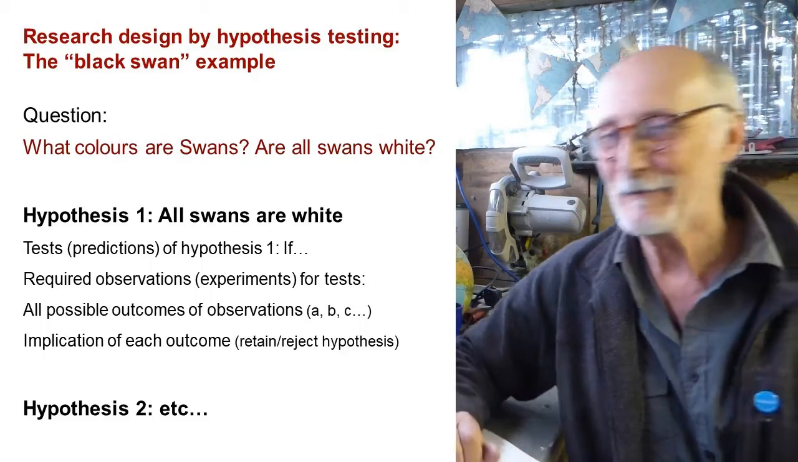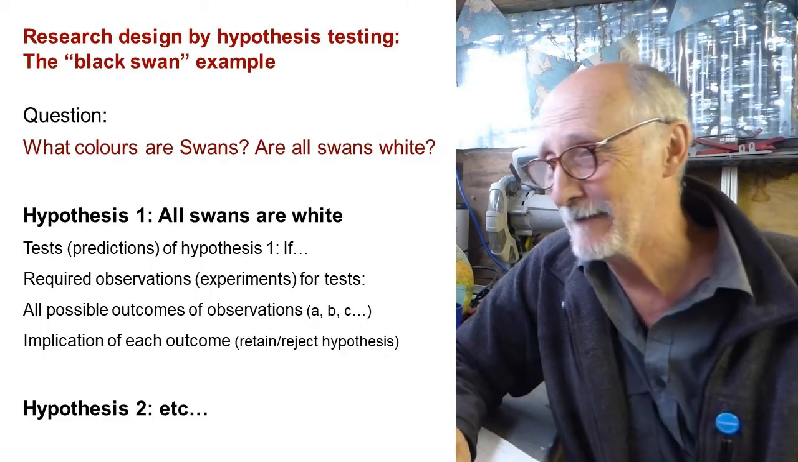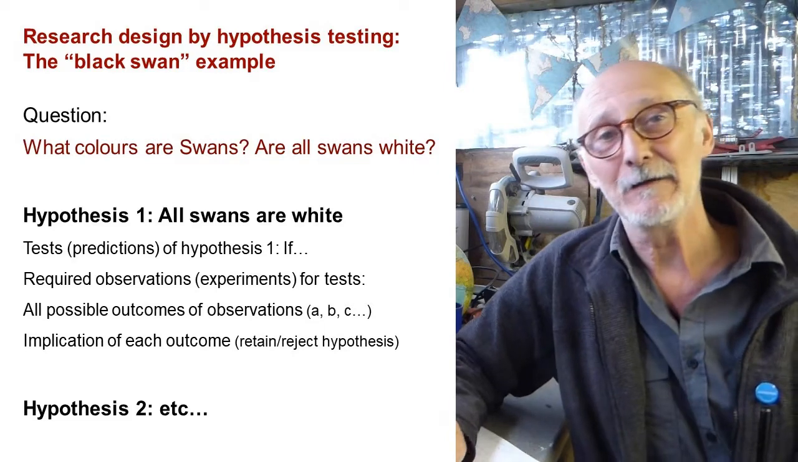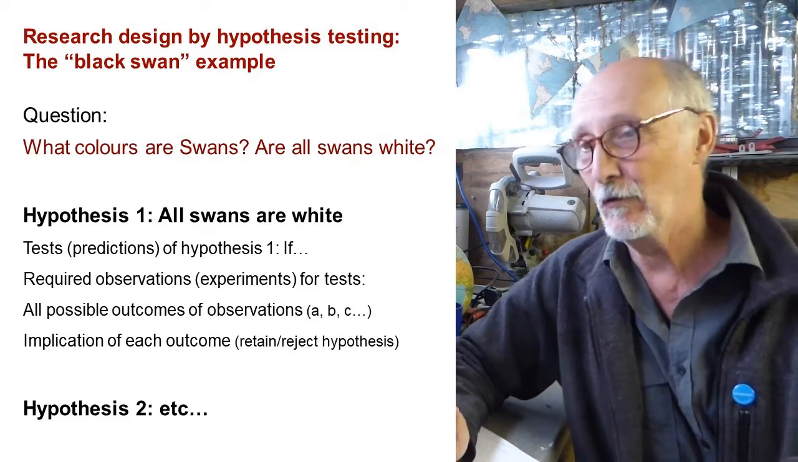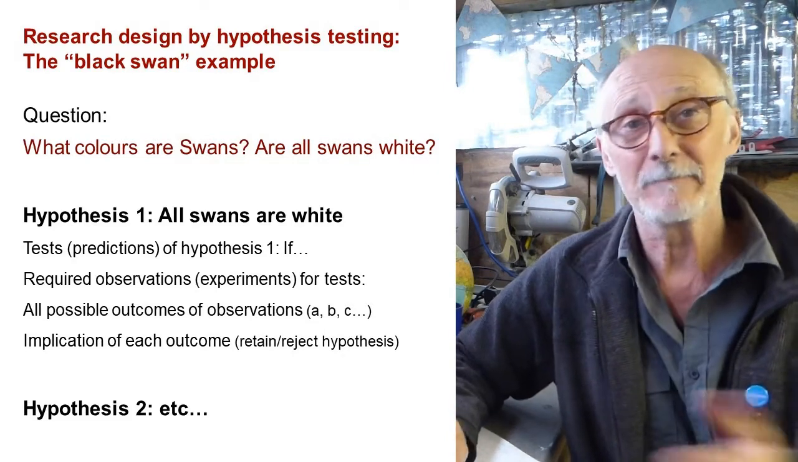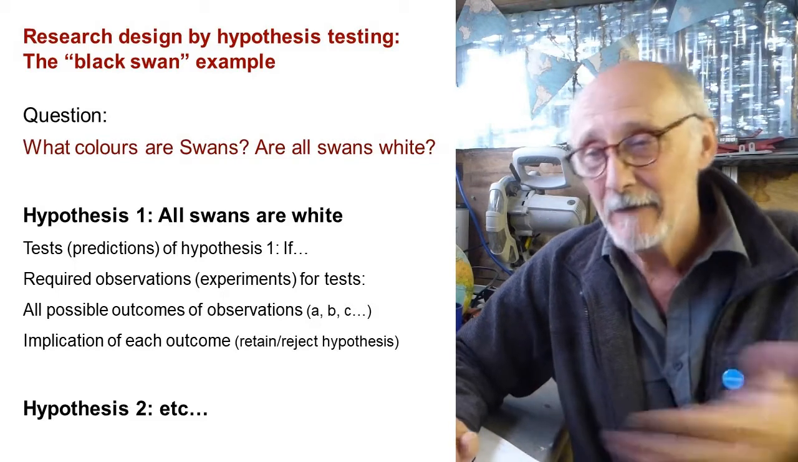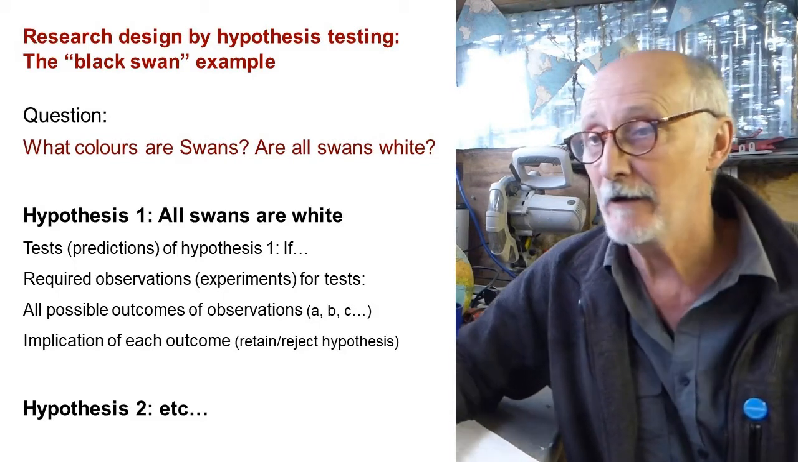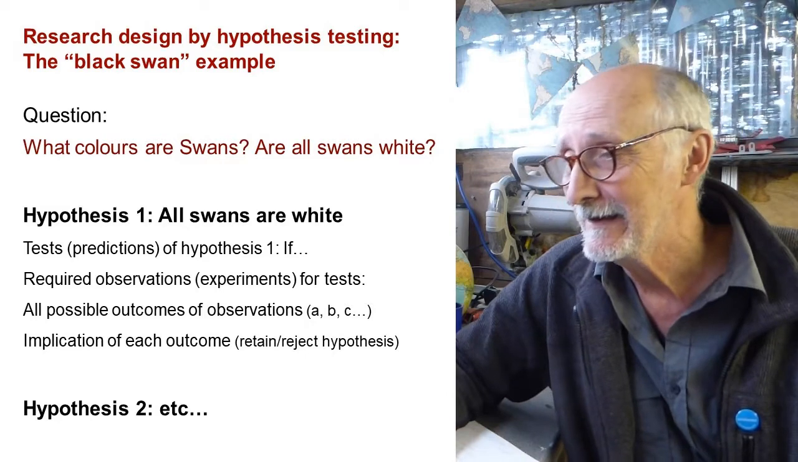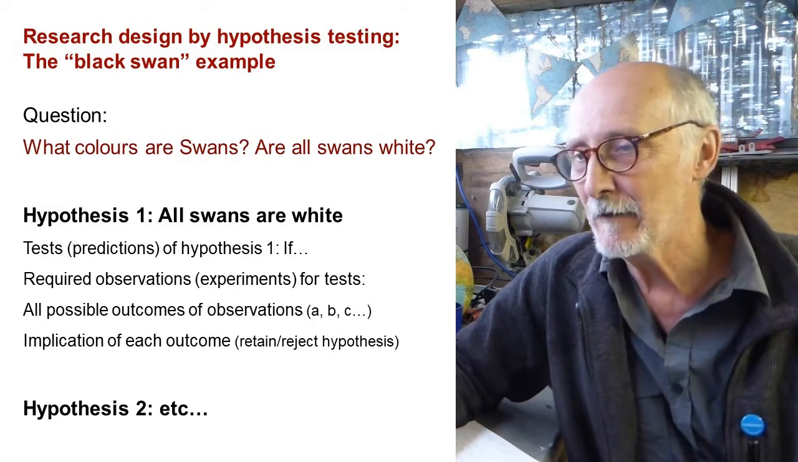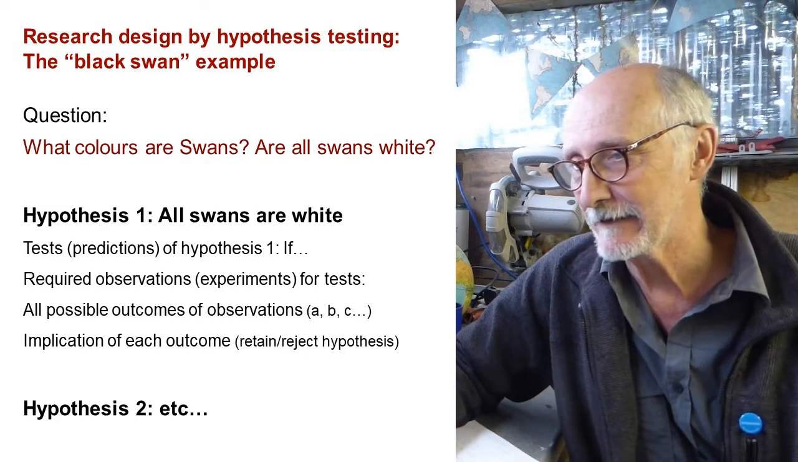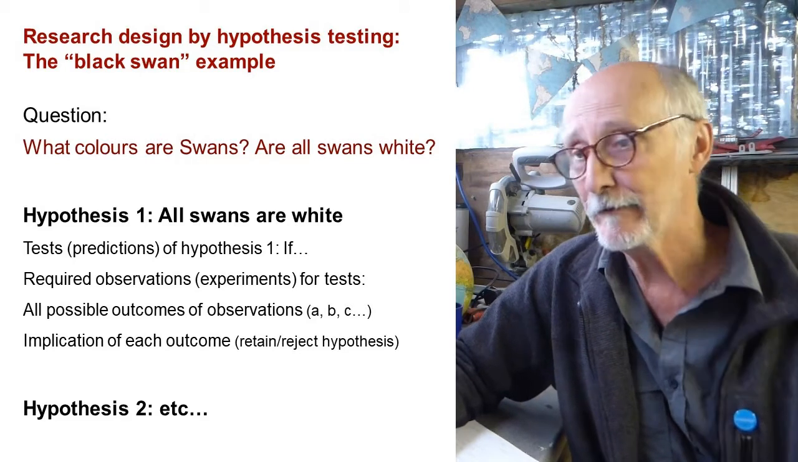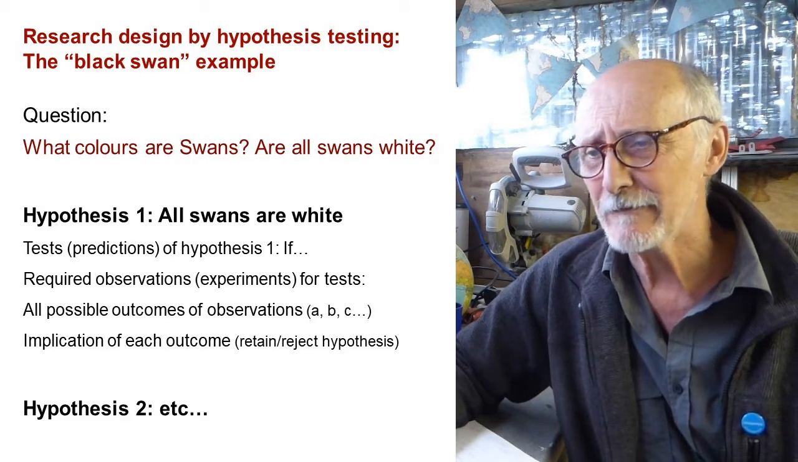Now, Popper's specific example that people always use as an example of hypothesis testing was about the colour of swans. He was talking about whether swans are all white and what would happen if you found a black swan. So imagine that our next question is, what colour are swans? Are all swans white? You could take this as a hypothesis and do this by hypothesis testing. Let's say, hypothesis: all swans are white. Well, what's the test? What's the prediction then?